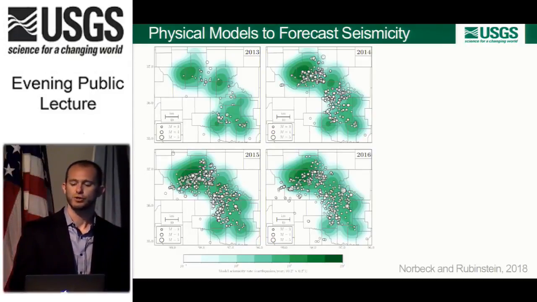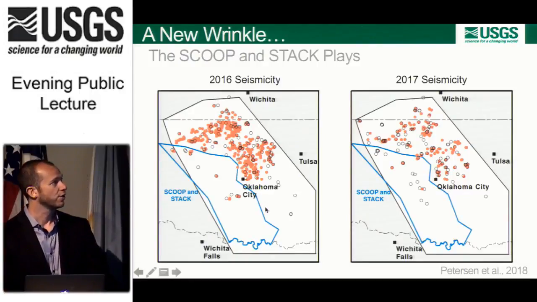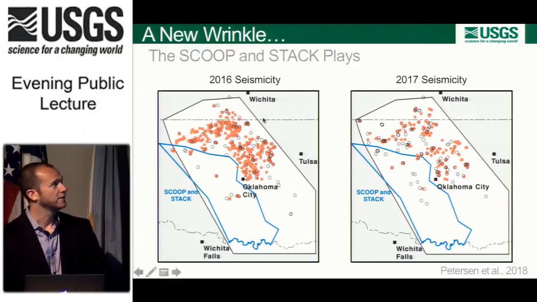But, well, there's a new wrinkle, and that's the SCOOP and the STACK plays. So most of the oil and gas development that we've been seeing associated with earthquakes has been in this area and this area. And so these are the Hunton Formation and the Mississippian Formation. These are two different plays. And so you can see there's a whole lot of earthquakes in this area, but development is starting in this blue outlined area, the SCOOP and the STACK plays. And you can see there's not a lot of earthquakes here. Those are the dots. And in 2017, you see a few more.